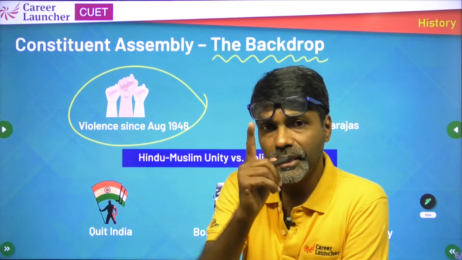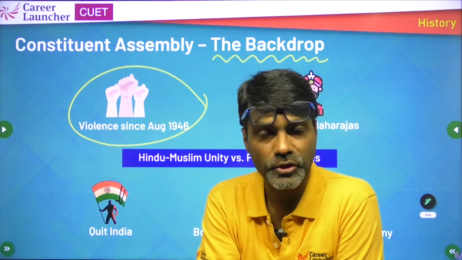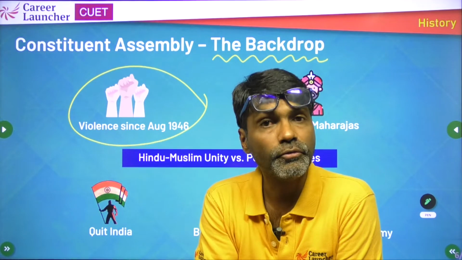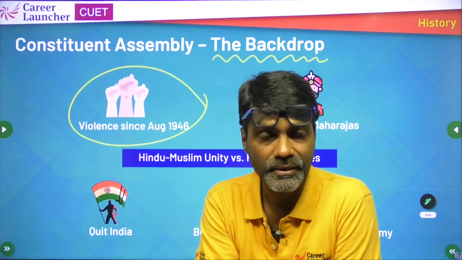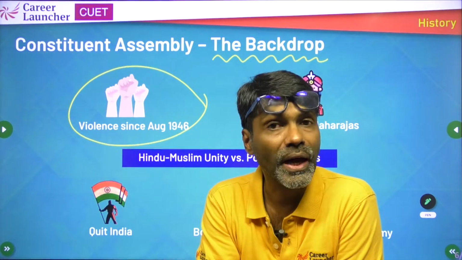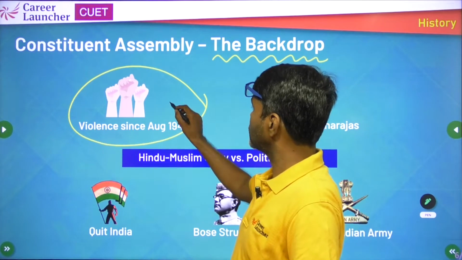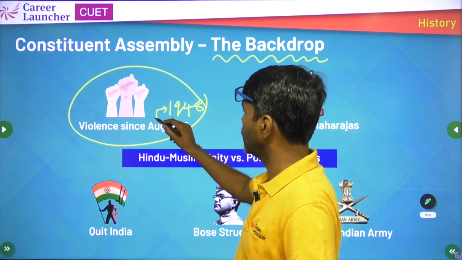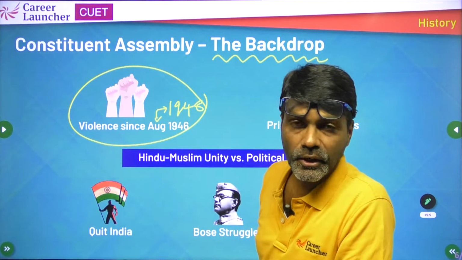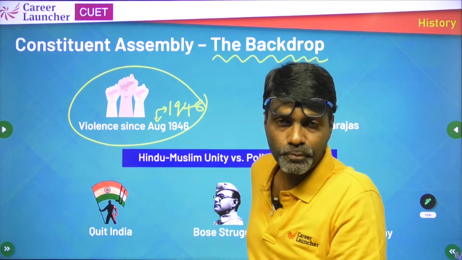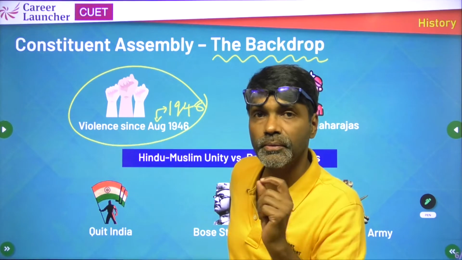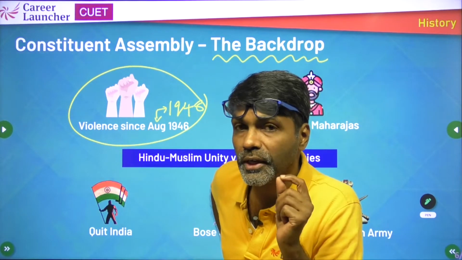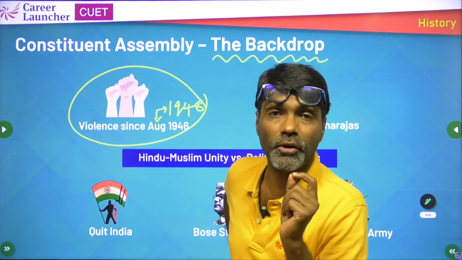You know, the moment the Direct Action Day was announced in March 1946 by the Muslim League in Calcutta, violence broke out, and this violence continued till 1948. So, जैसे हमने कहीं और कवर किया था, 46 to 48, the period of partition should actually more accurately be called the period of civil war.